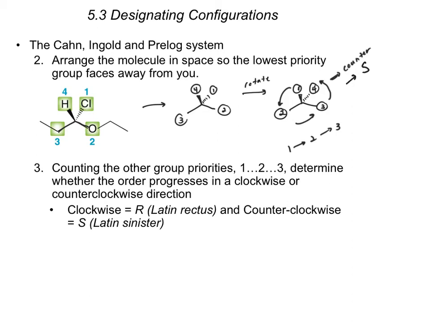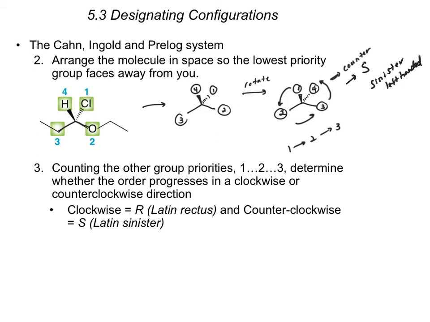By the numbers, you're looking at going from 1 to 2 to 3, ignoring 4 entirely. How do we get from 1 to 2 to 3? Do we have to go in the clockwise direction, or the counterclockwise direction? If it's counter, then we denote that with the configuration of capital S. Capital S stands for sinister. Sinister in Latin means left-handed. That's no joke. Sinister means left-handed in Latin. That's right.